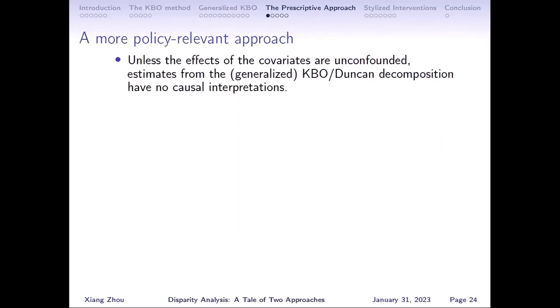Now let's move on to what we deem a more policy relevant approach to disparity analysis. We have seen the limitation of the descriptive approach, right? And we know that unless the causal effects of the covariates are unconfounded, estimates of the generalized KBO decomposition will have no causal implications. This means the policy implications we tend to draw from such analysis could be misguided.